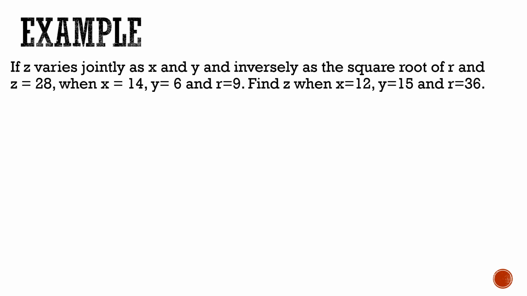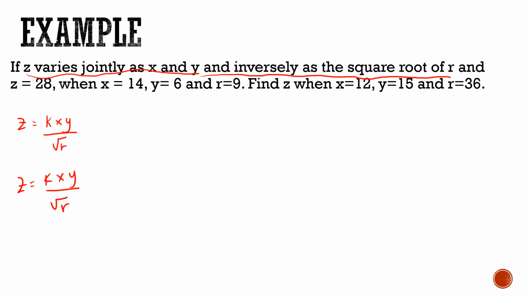So let's translate first the given statement: z varies jointly as x and y and inversely as the square root of r. So we can write this as z varies jointly as x and y and inversely as the square root of r. Now, how to find for the value of k? So let's have z equals kxy over square root of r.